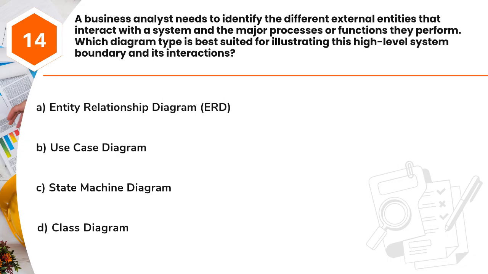Question 14. A business analyst needs to identify the different external entities that interact with a system and the major processes or functions they perform. Which diagram type is best suited for illustrating this high-level system boundary and its interactions? A. Entity Relationship Diagram, ERD. B. Use Case Diagram. C. State Machine Diagram. D. Class Diagram.